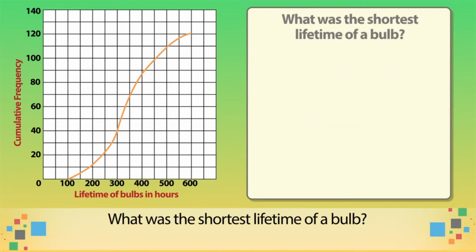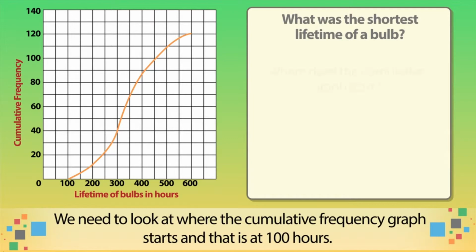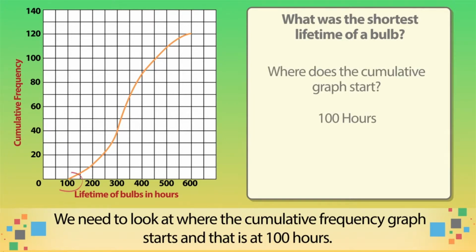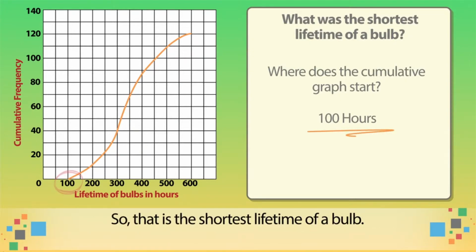What was the shortest lifetime of a bulb? We need to look at where the cumulative frequency graph starts, and that is at 100 hours. So that is the shortest lifetime of a bulb.